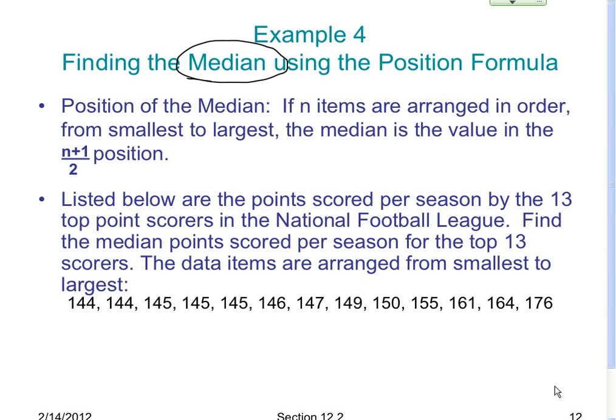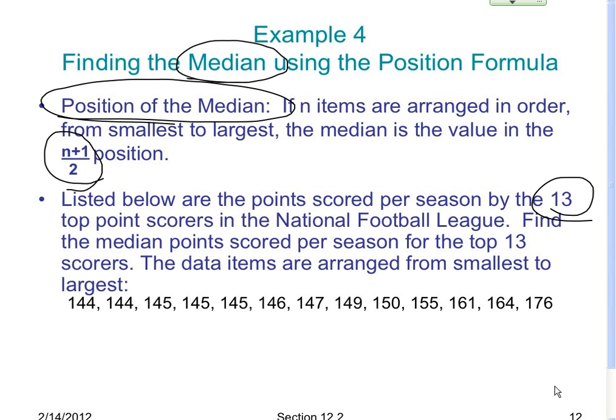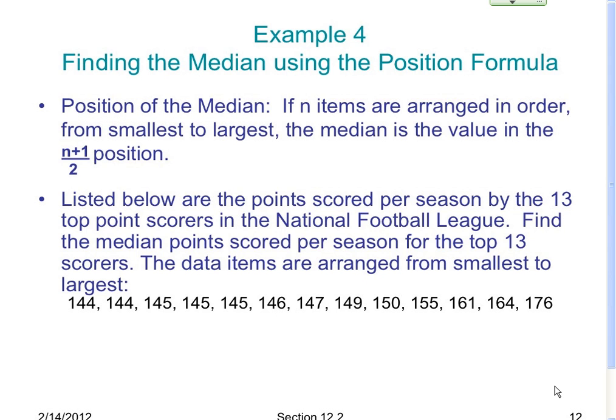This is another way of finding the median. You would only use this if you have too many scores to write out. Using 13 scores really isn't a good example. You would use this probably if you had 300 scores. Okay, so you would use the formula n plus 1 divided by 2 only if you had too many numbers to actually write out. This formula right here tells us the position of the median, where the middle number is.